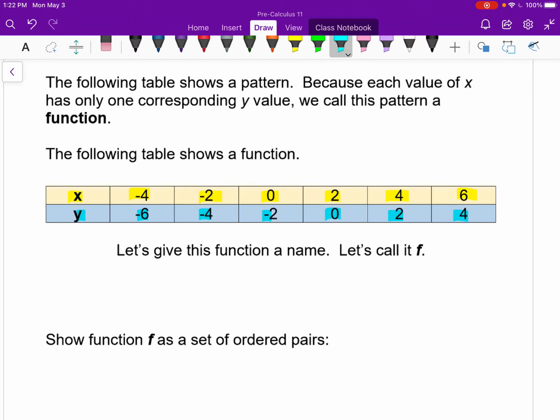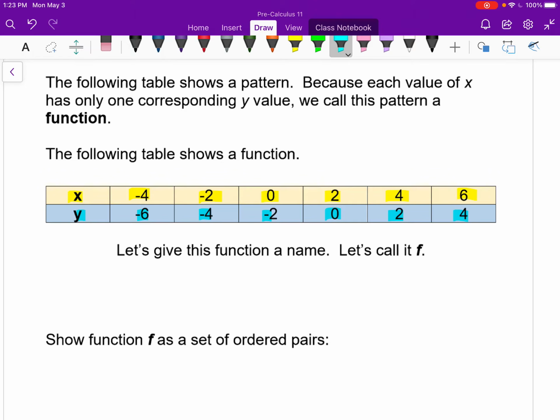When I put -4 in for the x, I get -6 out for the y. And so I said, let's give this function a name. Let's call it f. So f is the name of this function. I put in a 4, I get out a 2. I put in a 6, I get out a 4. I put in an x, I get out a y.